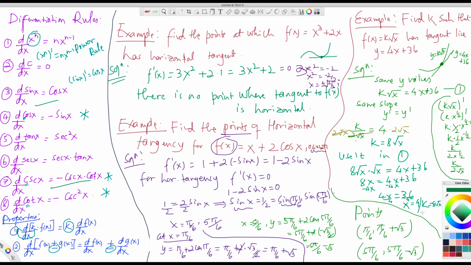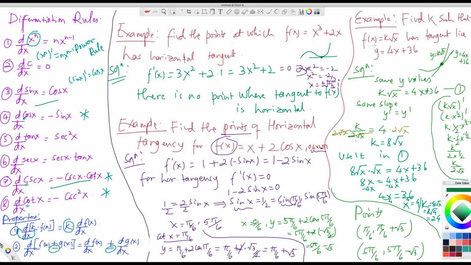So you see that? So what is the x though? x is 9, so k equals 8 root 9. So that will give you 8 times 3. Root 9 is 3, right? So that will be 24. That is the value of k. You see that? So that value of k will give you that this is the tangent line to that curve.